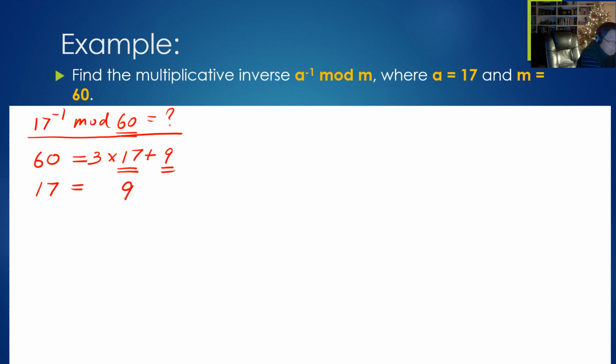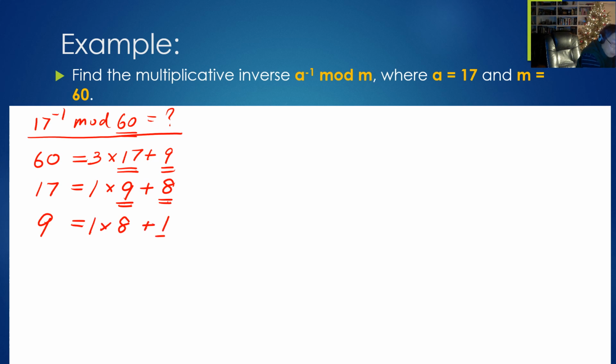17 divided by 9, what's the quotient? The quotient is 1. What's the remainder? Remainder is 8. So now you got 9 and 8. 9 is the value and the remainder is 8. Now you divide 9 by 8. Okay. So what is the result? I got a quotient 1 and remainder 1.